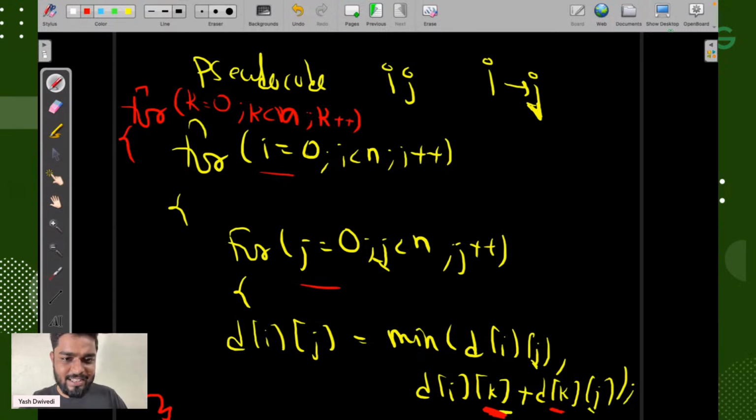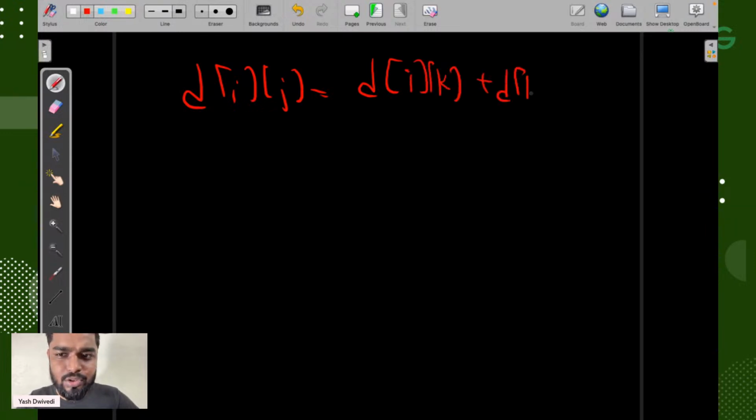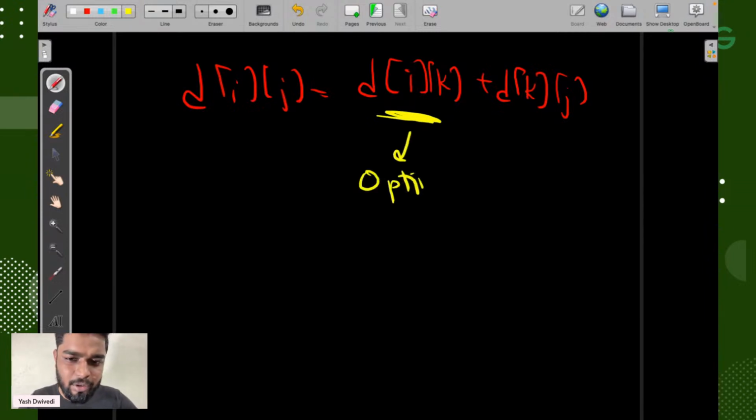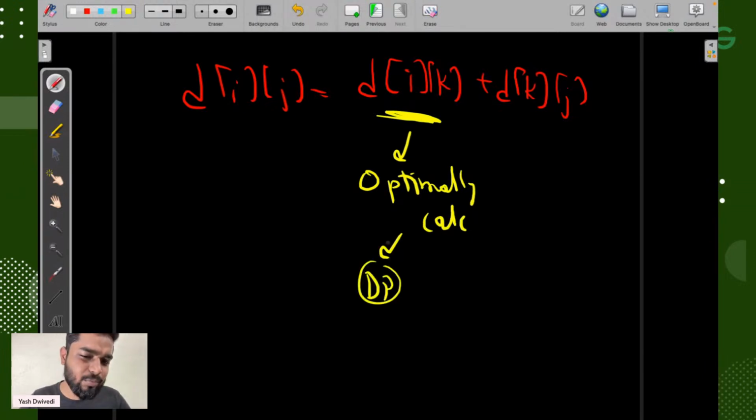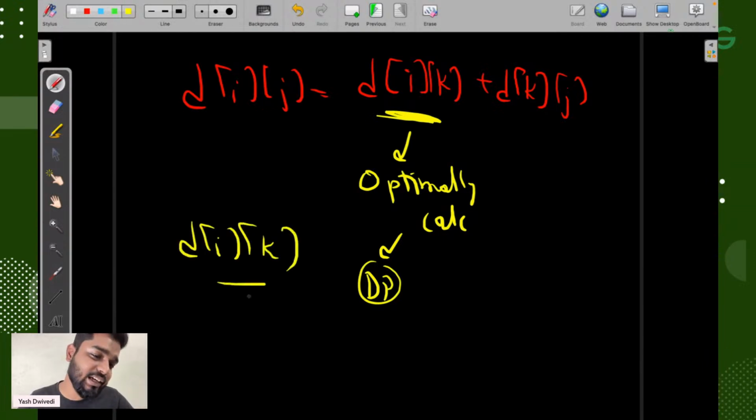If we are saying dp of ij, in that case we'll explore every i to k path plus the k to j path, right? Suppose that this is not direct, so in that case it should be optimally calculated already. That is nothing but the dp approach, that the smaller subproblem should be already calculated. So dp of ik must have been already calculated, then only you will try to optimize it further. Then only you can say this is the minimum, and now I need to minimize dp of ij, the distance of i to j.